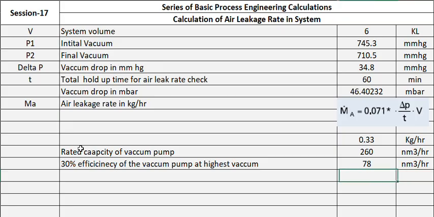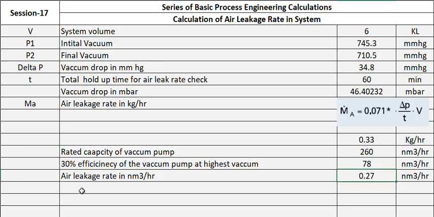So we need to convert that air leakage rate into Nm cube per hour, as we have vacuum pump capacity and all these details in Nm cube per hour. To convert that into Nm cube, simply divide by 1.22, so we'll get that in Nm cube per hour. Hope you got the clarity about the calculation.